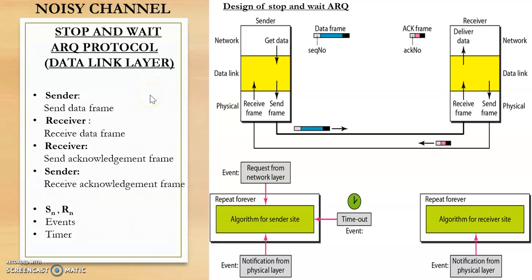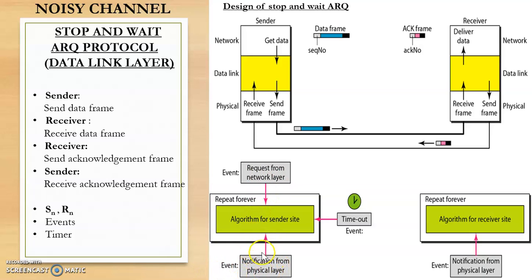So like stop and wait protocol, this stop and wait ARQ protocol also will have events. The first event at the sender side is request from network layer. That is, the data link layer will be able to send the frame only when the network layer has data to send. Then the second event is notification from physical layer.